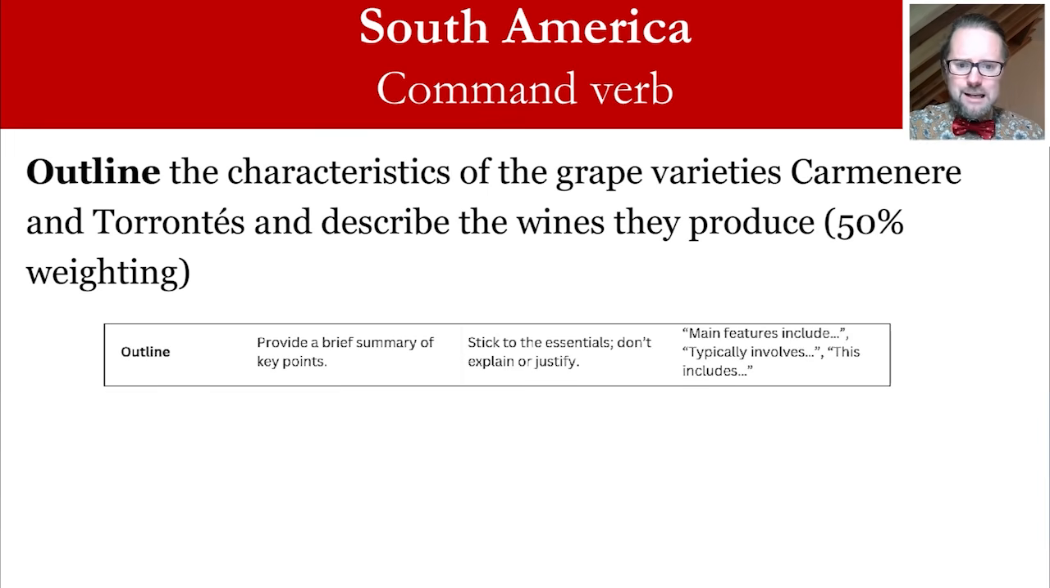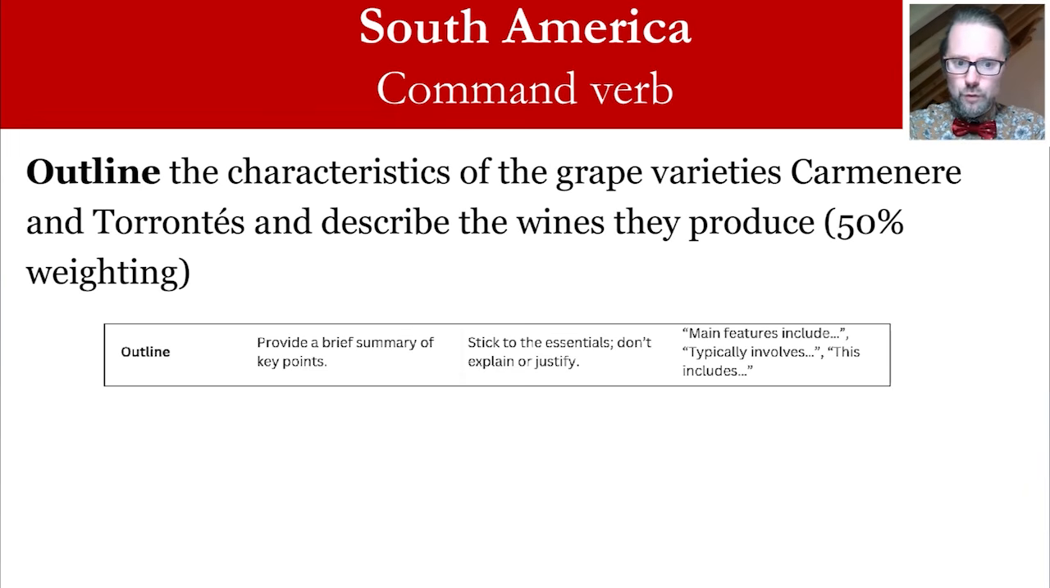So let's go into the command verb that WSET has thrust in front of you. This is outline. Outline is providing a brief summary of key points. So it's sticking to your essentials, you don't need to justify or explain. It's outlining the characteristics. But the second part is describing, where you are then going into key detail. So the first bit, the characteristics, would be the main features.